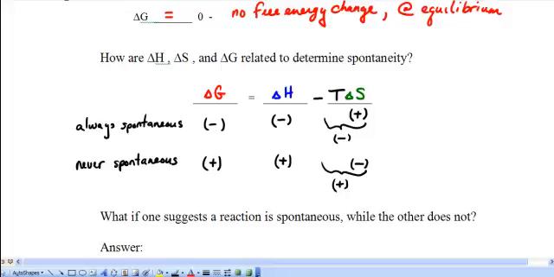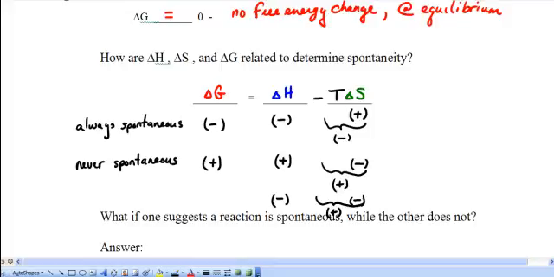Now, the question is, what if one suggests a reaction is spontaneous while the other does not? Well, let's just say, for example, that this is negative, and this, which is favorable, but this also negative, which is not favorable. This whole term becomes positive, doesn't it? So now you have a negative and a positive. So if you have a negative plus a positive, will delta G be negative or will it be positive?